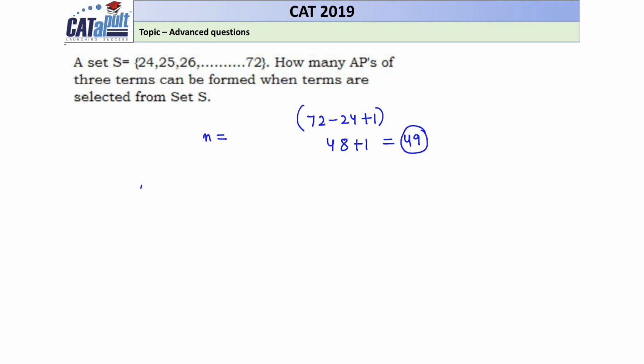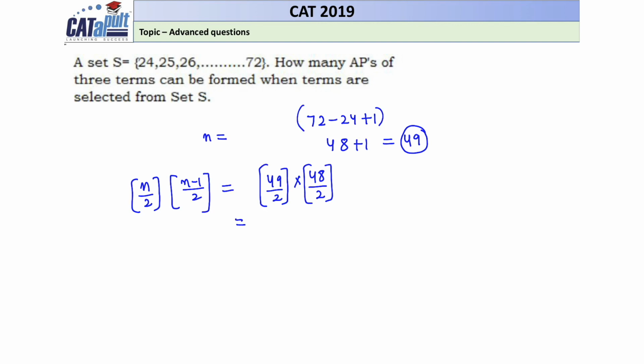Now the formula that we have is n by 2 greatest integer function into n minus 1 by 2 greatest integer function. Apply this formula. So it is 49 by 2 greatest integer function into 49 minus 1 which is 48 by 2 greatest integer function. तो क्या दे रहा है हमें ये, so this is giving us 24 and this is also giving us 24 and that's your answer.